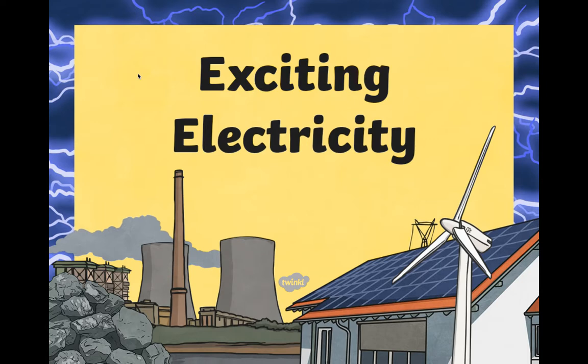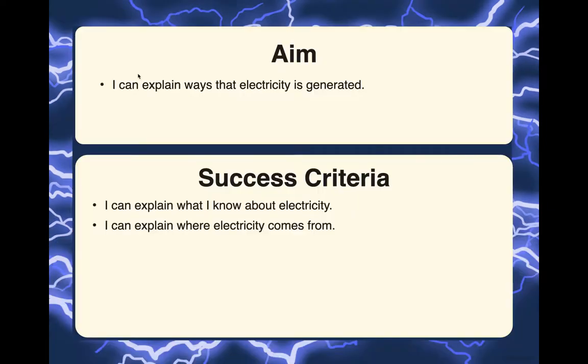So open to a brand new page in your notebook, and right on the top, you're going to write electricity. So our aim here, our objective, is: I can explain ways that electricity is generated. Now say it one more time with me out loud. I can explain ways that electricity is generated.